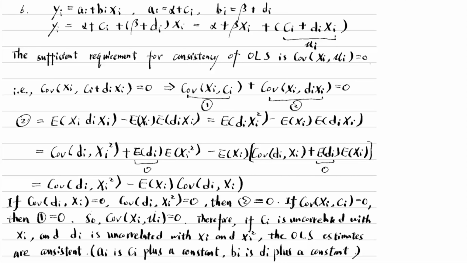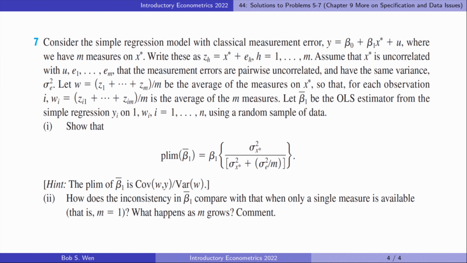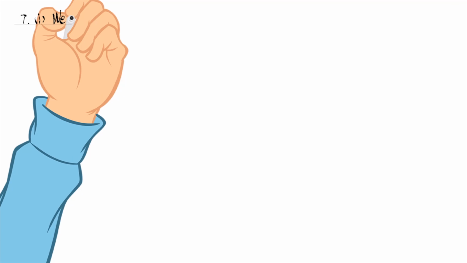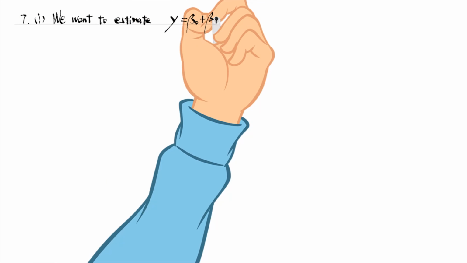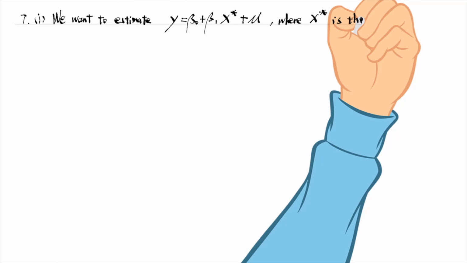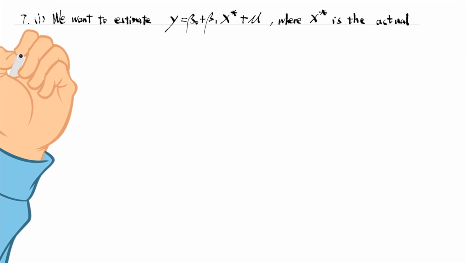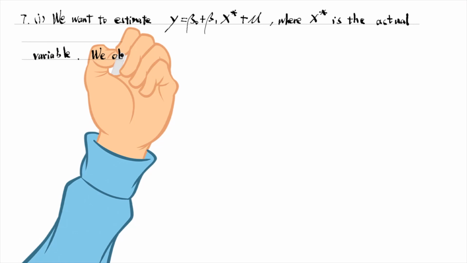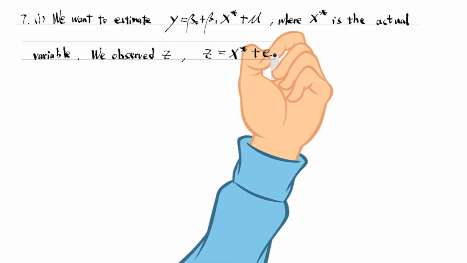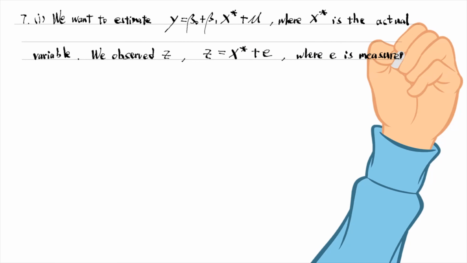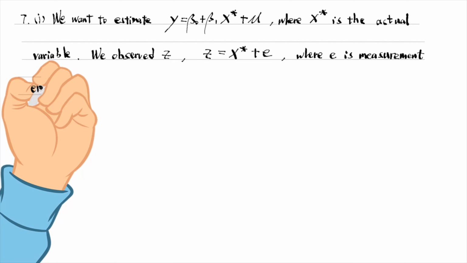Let's find answers to problem 7. We want to estimate the model where x star is the actual variable. We observe z equals x star plus e, where e is the measurement error.